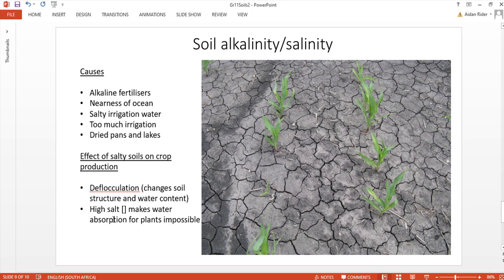Then the high salt concentration, that's just a short way of saying concentration, makes water absorption for the plants also impossible. Because even if the water is available close to the roots of the plants when you irrigate, because there's so much salt in the soil, the water would rather try and dissolve the salts in the soil. So then it also leaches through the soil and won't be available for the plants.